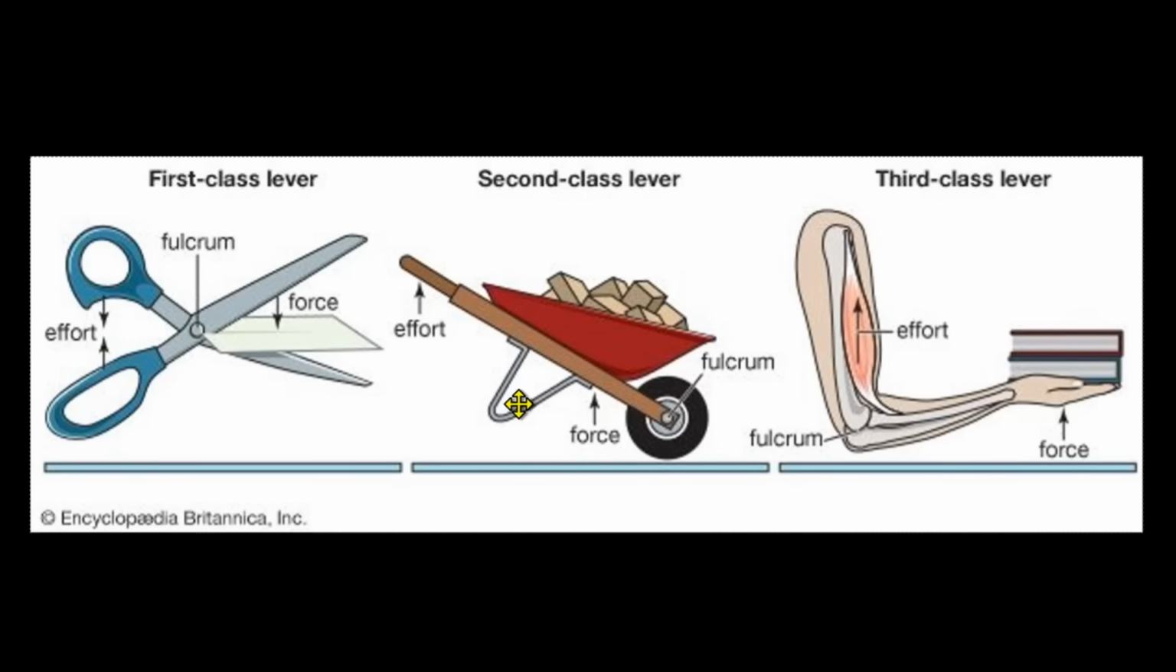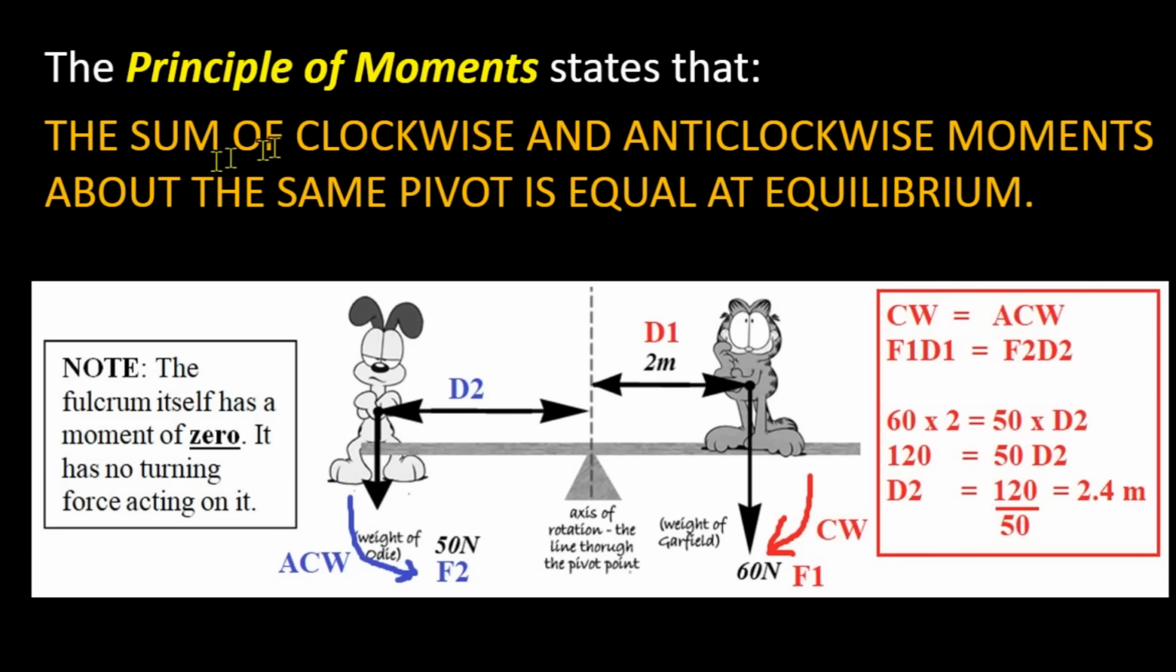In second class levers, the load is in the middle, such as in this wheelbarrow, and in third class levers, as you can see in the bicep, the effort is in the middle. The principle of moments states that the sum of clockwise and anti-clockwise moments about the same pivot is equal at equilibrium. Basically, both moments have to balance out in order for the seesaw to balance.